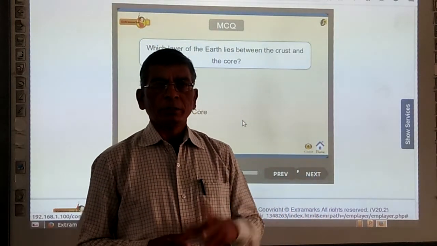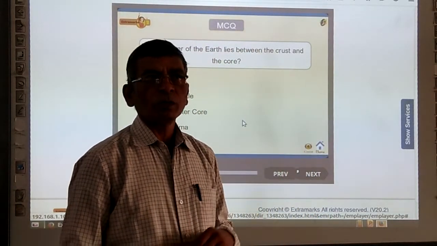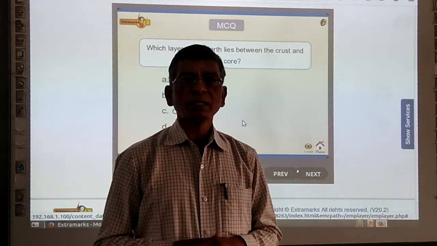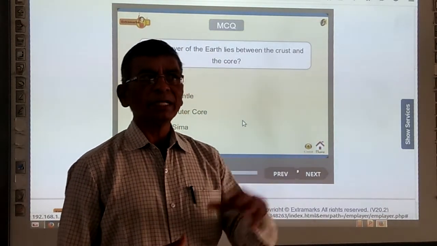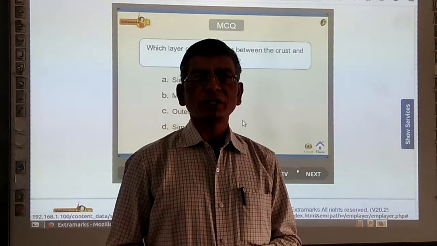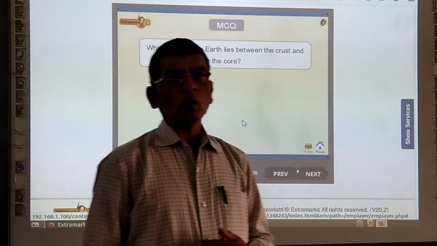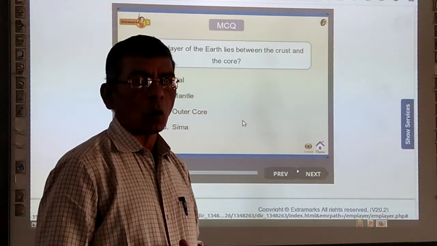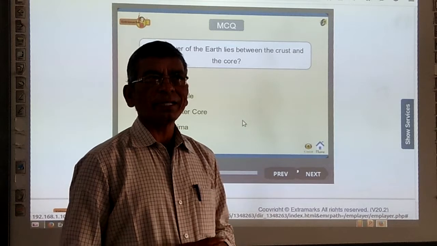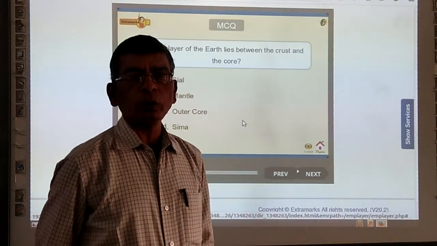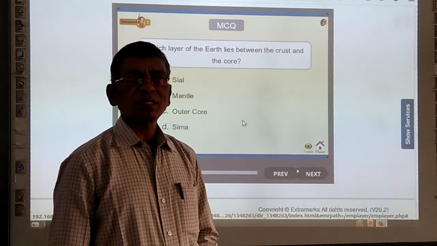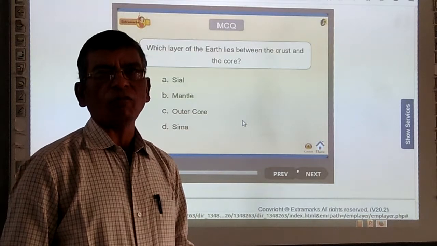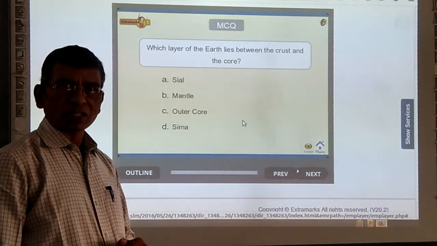Yesterday, in the previous class, we had discussed the inside of the earth: what is crust, what is mantle, what is core. These are three important layers of the inside of the earth. Now, here on the slide is the classification of rocks. Rocks can be classified into three types: igneous, sedimentary, and metamorphic rocks. How these rocks have been formed, we have seen in yesterday's slide.